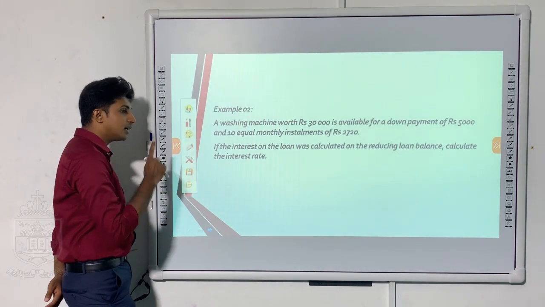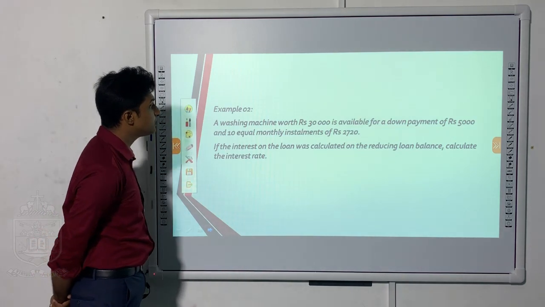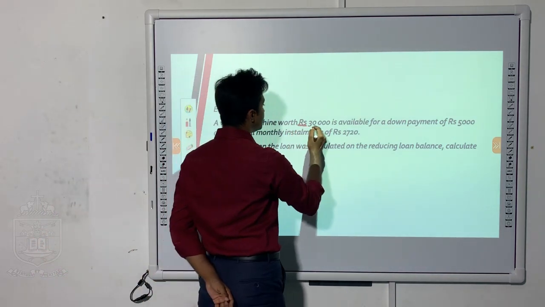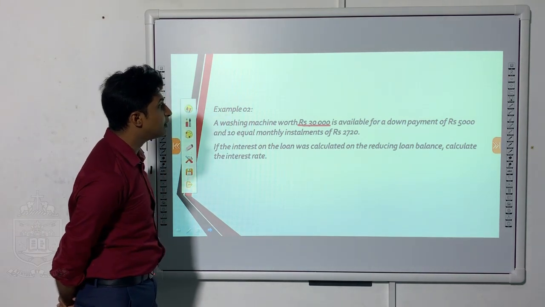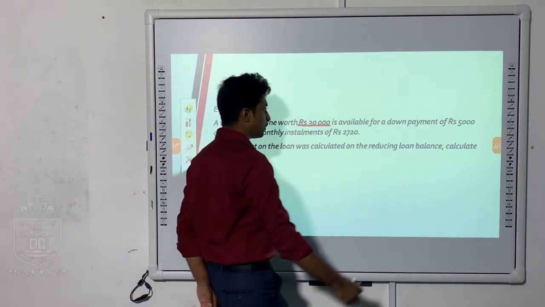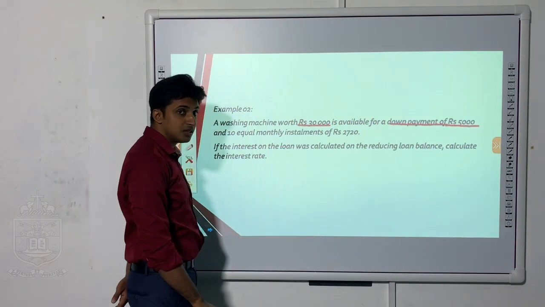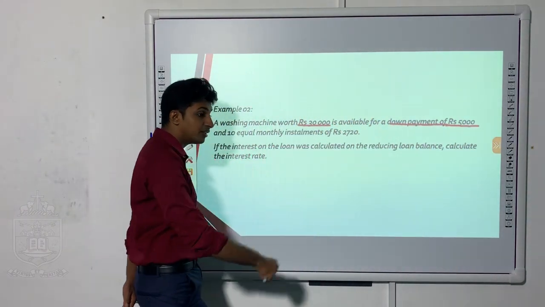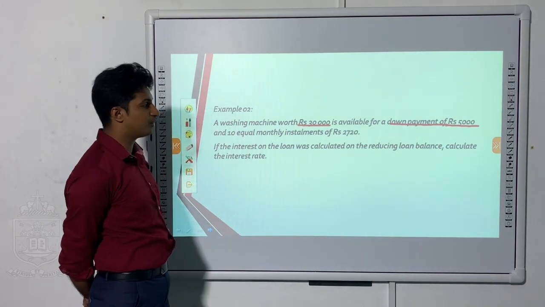Example 2, we are reading here and we are going to go for the steps in the next step. Let's see. A washing machine worth rupees 30,000 is available for a down payment of rupees 5,000. So this is the down payment. If it is 30,000 and I give 5,000 as the outright purchase, now my balance is 25,000. That is easily found.